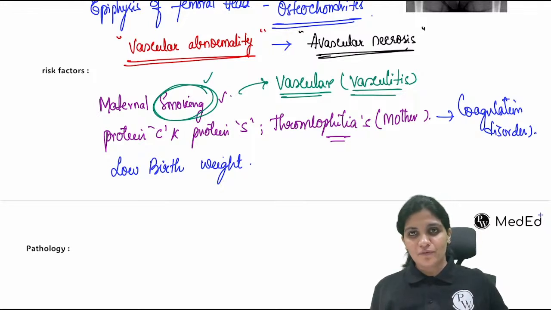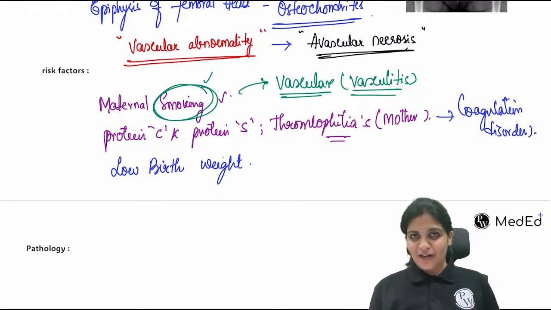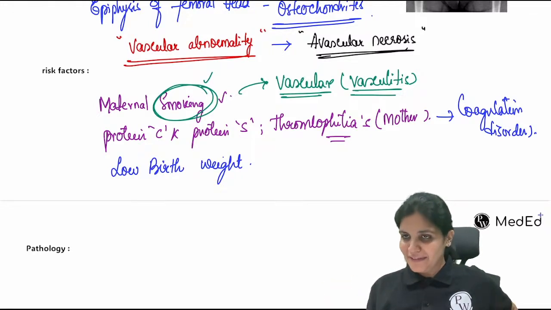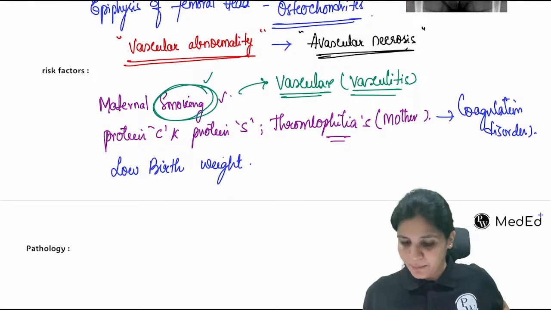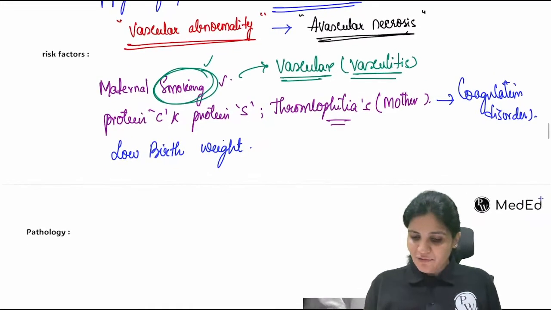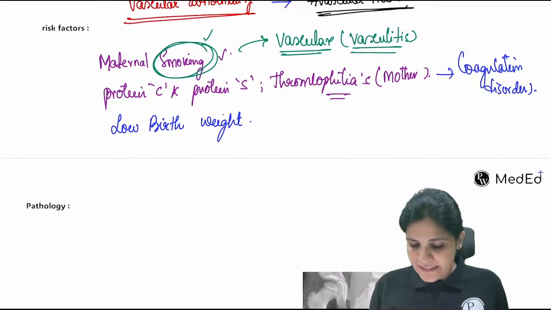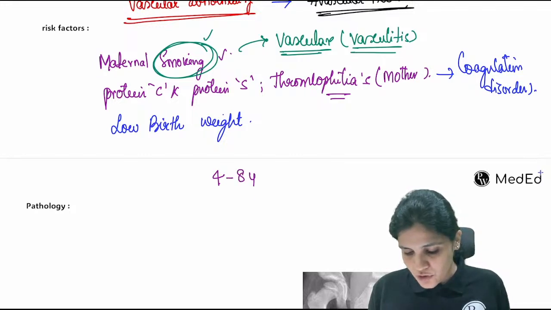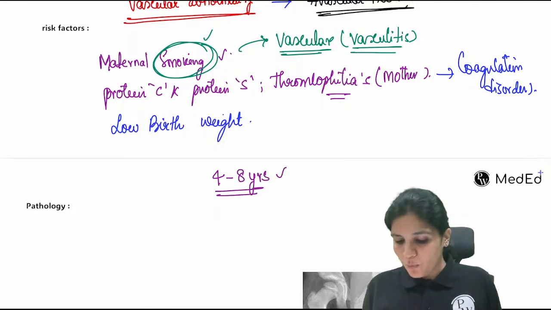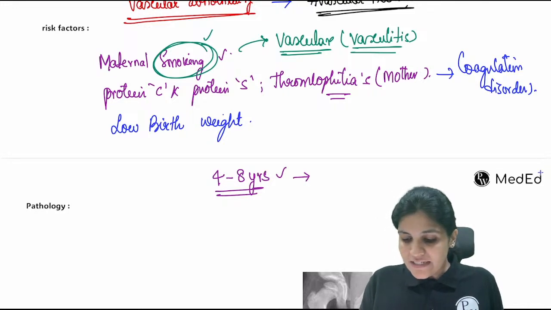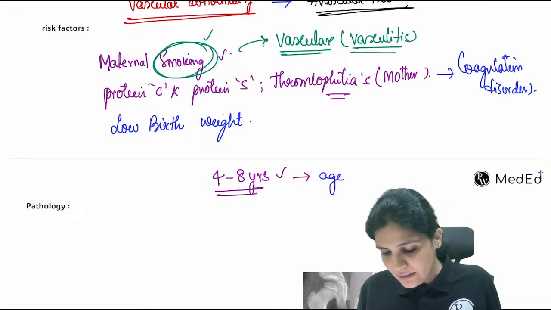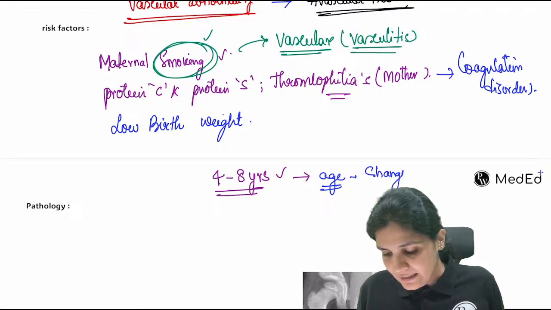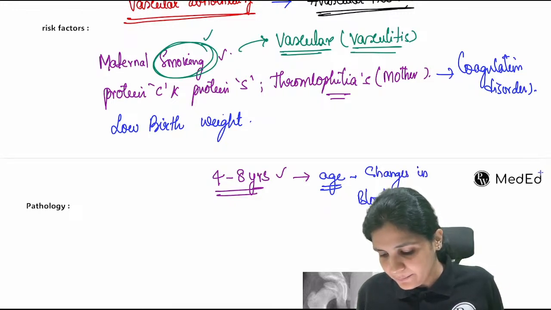But smoking is dangerous for us, especially in Perthes disease. So it will cause some vascular abnormality, right? And usually, if you remember, this is seen in the age group of 4 to 8 years. The 4 to 8 years age group is more prone to Perthes disease because this is the age where there are certain changes in the blood supply of the femoral head.